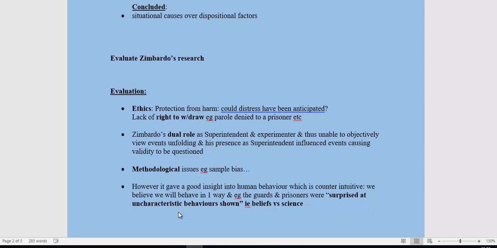However, on the other hand, what was positive about it, what was a real strength about it, it gave a good insight into human behavior, which is a little bit counterintuitive because we think we're going to behave in one way, and we often are surprised when we do scientific research to find that we actually behave quite differently. So here, the guards and prisoners, both of them, were surprised at the uncharacteristic behaviours that they showed. All right, so that really supports this, our common sense beliefs are often very different to our scientific findings.